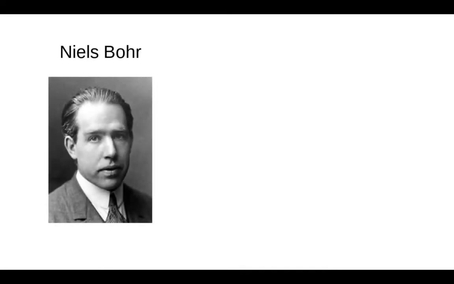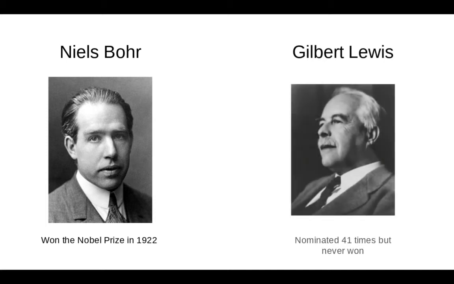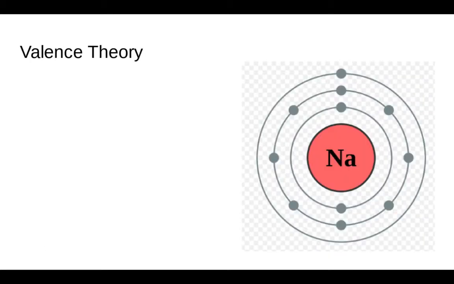So this was Niels Bohr, and he was the guy that came up with a theory for this configuration, and for this theory he won the Nobel Prize in 1922. Now, what we're going to look at today is a guy called Gilbert Lewis, and he was actually nominated for the Nobel Prize 41 times, but he never won. And there's actually a lot of controversy surrounding this about why he never won. But anyway, that's for another class. What we are going to look at is Lewis's contributions. And Lewis came up with this theory called Valence Theory.